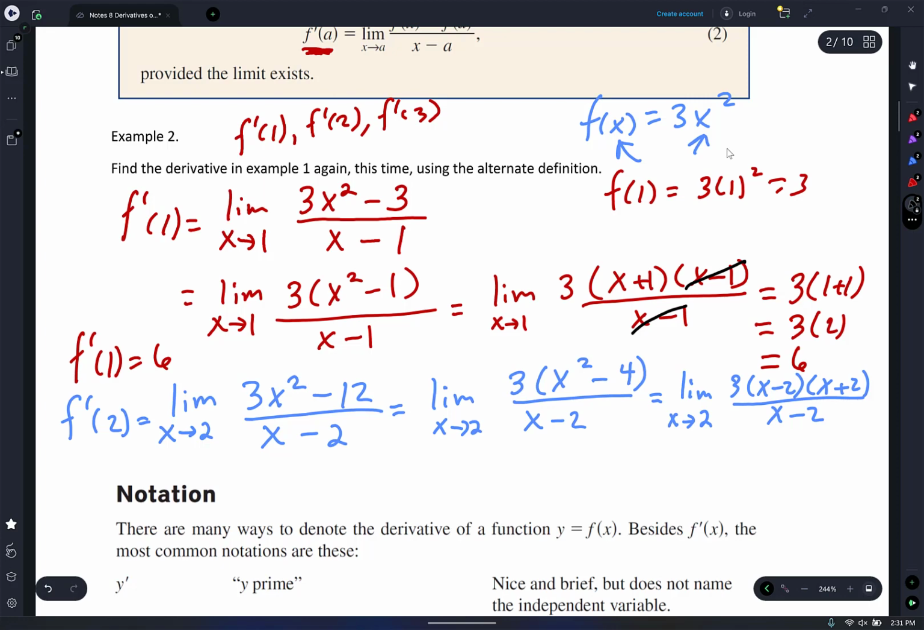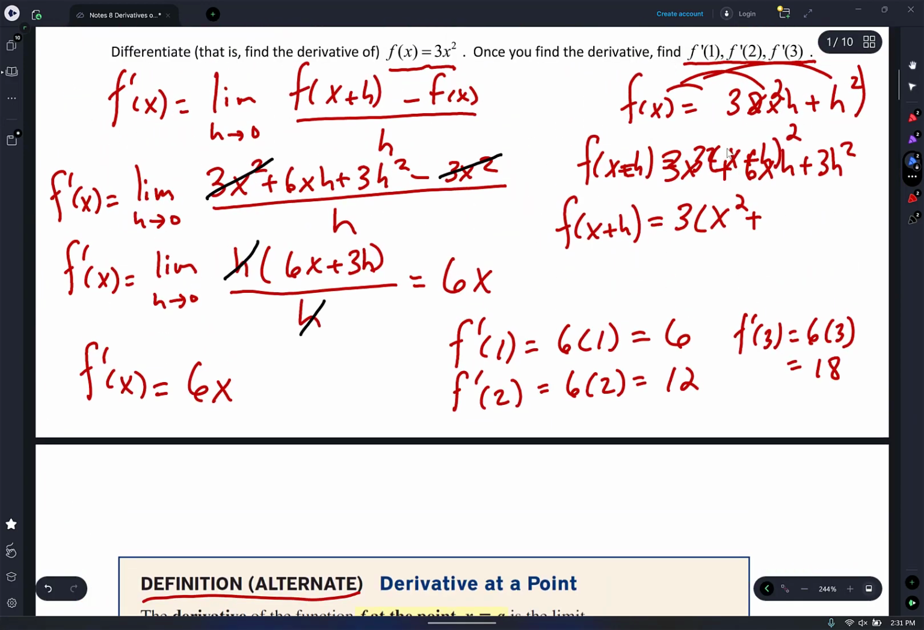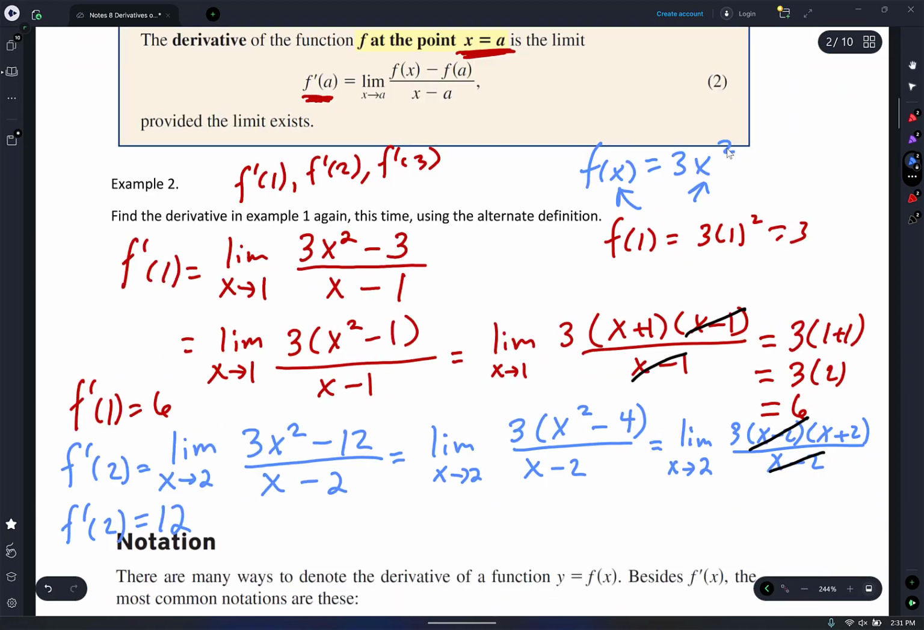What can I delete? The x minus 2's. And now can I do direct substitution? Yes. So now here's what you get. What is 2 plus 2? And 4 times 3? So I'm going to write f prime of 2 is nothing more than 12. Was that the answer I got last time? Yes, it is. Let's do one more.